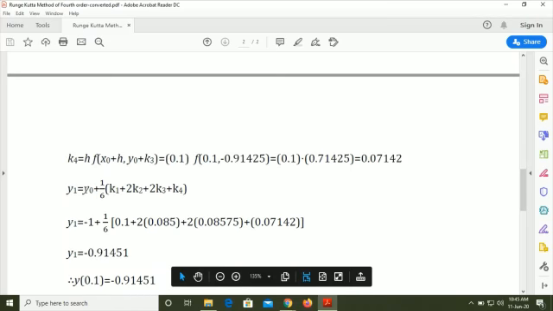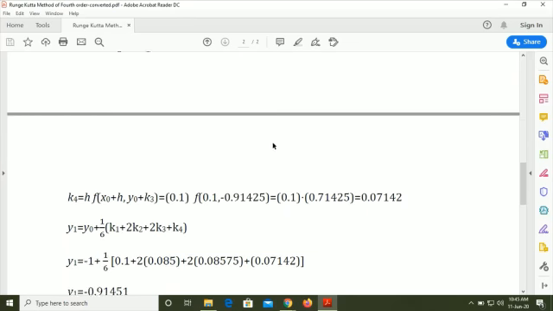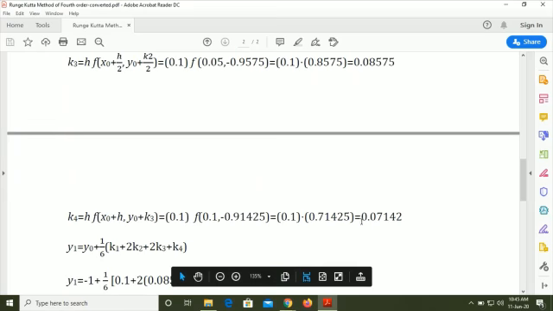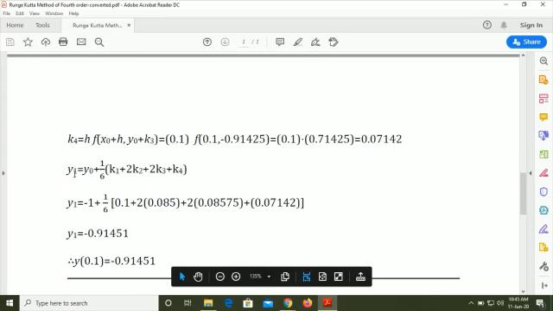Now k4 is h into f of x naught plus h, y naught plus k3. So h is 0.1, then f of 0.1 comma y naught is minus 1 plus k3. K3 is here 0.08575, which gives the answer 0.07142. Thus we can get y1.